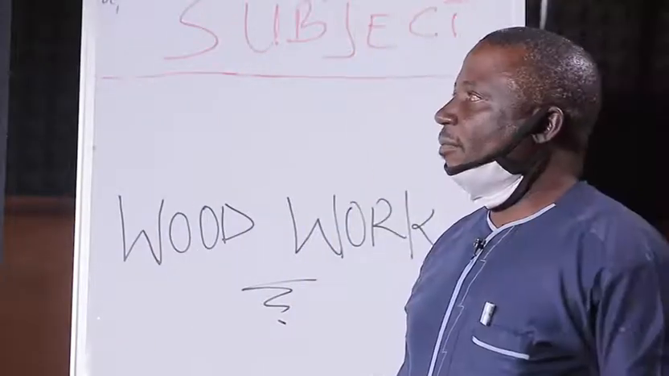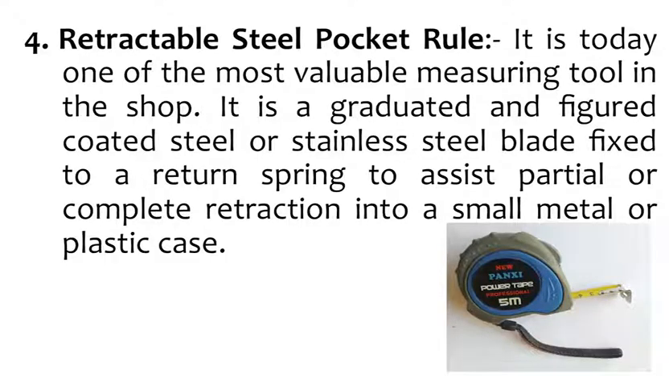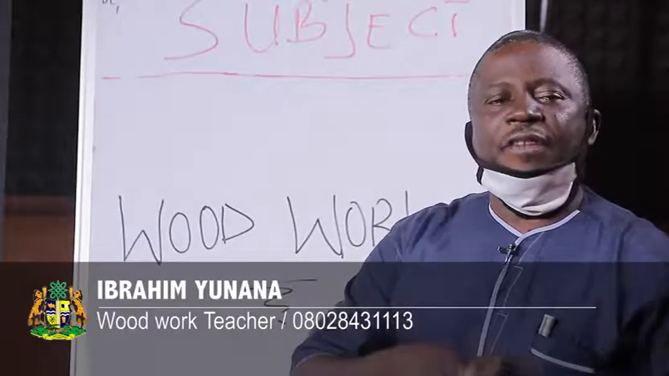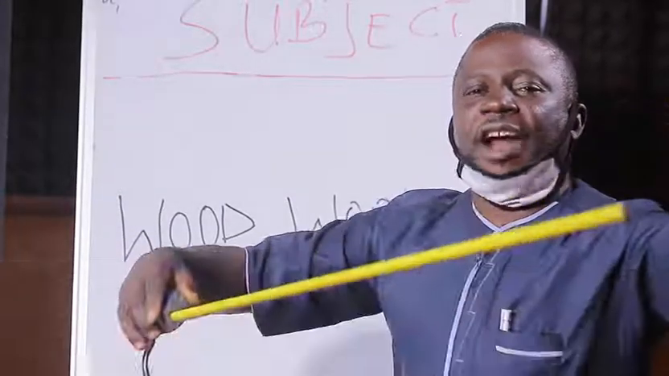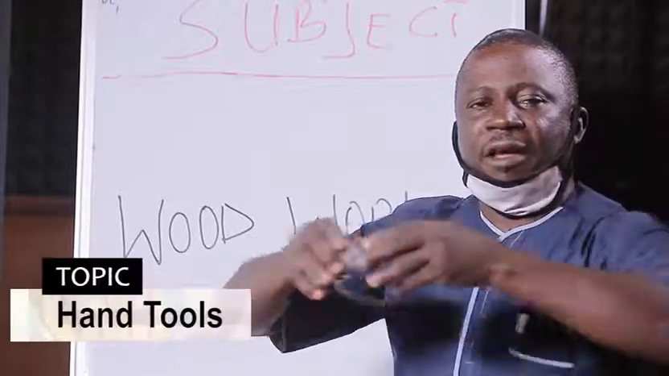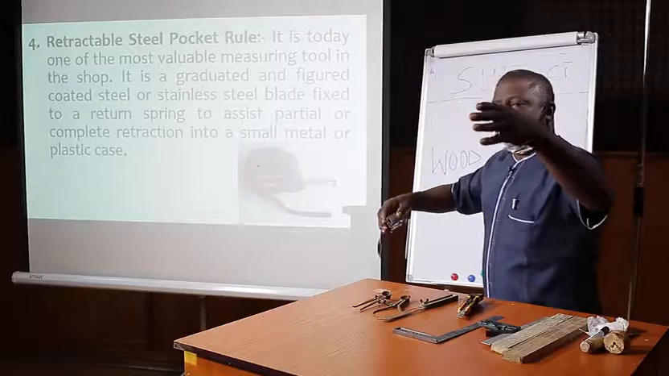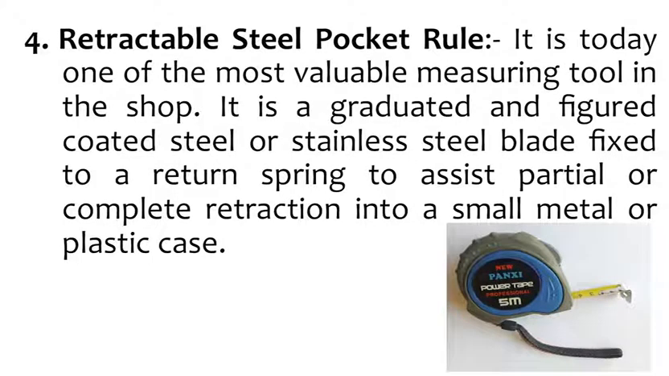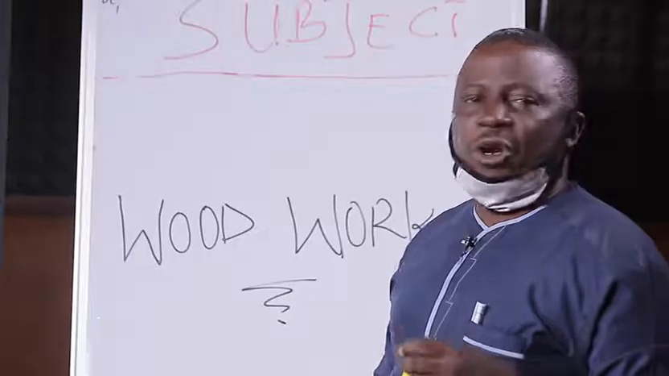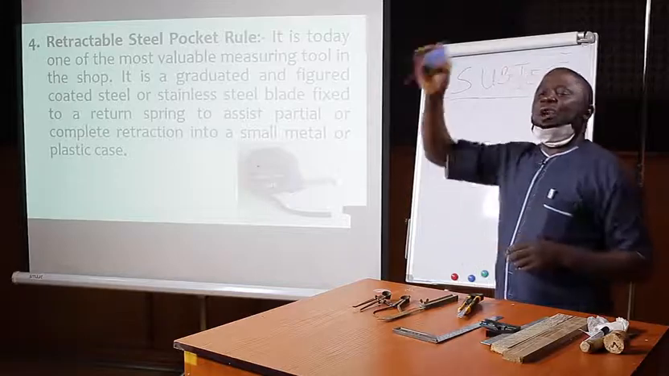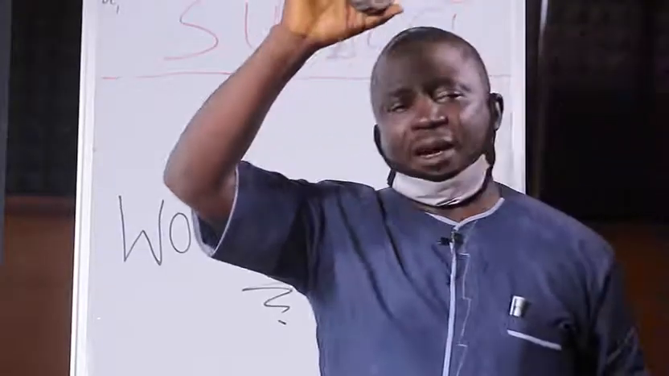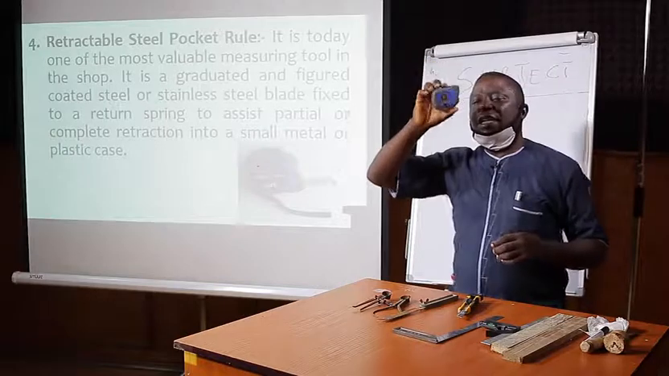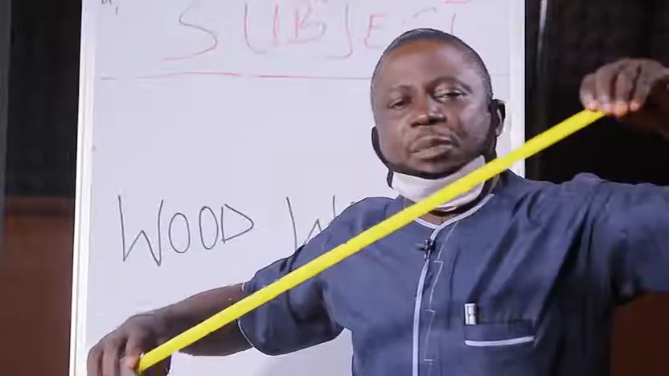The next, retractable steel pocket rule. Why do we call it retractable? Because if you stretch it, it retracts. We stretch it, it retracts. This is retracting. We call it retractable steel pocket rule. It is today the most valuable measuring tool in the shop. Why do we call it the most valuable tool? You see, all engineers, hardly would you see an engineer working without this tape. We call it tape, steel pocket rule.